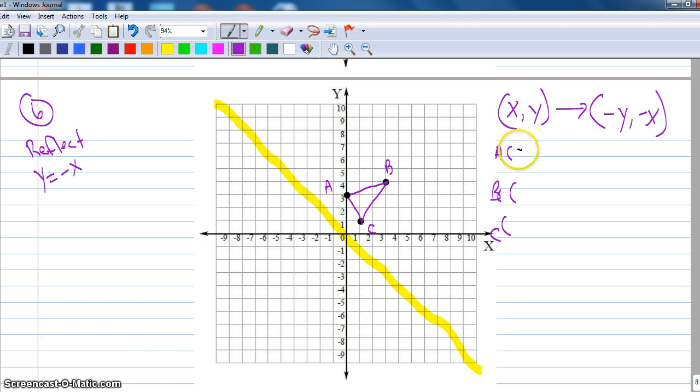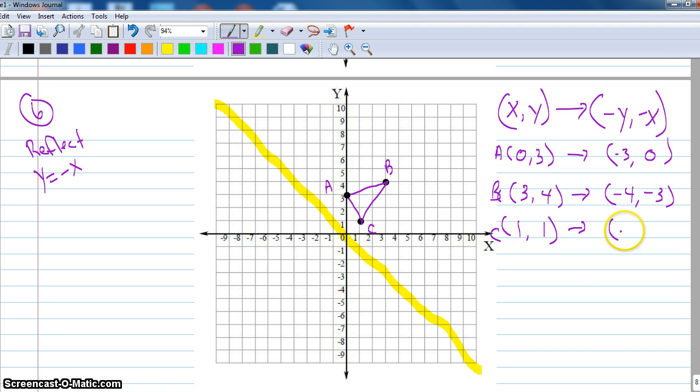A is 0, 3. It wants you to flip the numbers over and change the sign. So I'm going to flip it over and put 3 first and change the sign to a negative 3. Can you change 0? Nope, stays 0. B is 3, 4. Flip the numbers over and change the sign. So 4 goes first and change it to a negative. Then the 3, change it to a negative. Remember, if this 4 was negative, that would be a positive 4 now. You change the sign. And then C is 1, 1. Flip the numbers around and change the sign. Negative 1, negative 1.